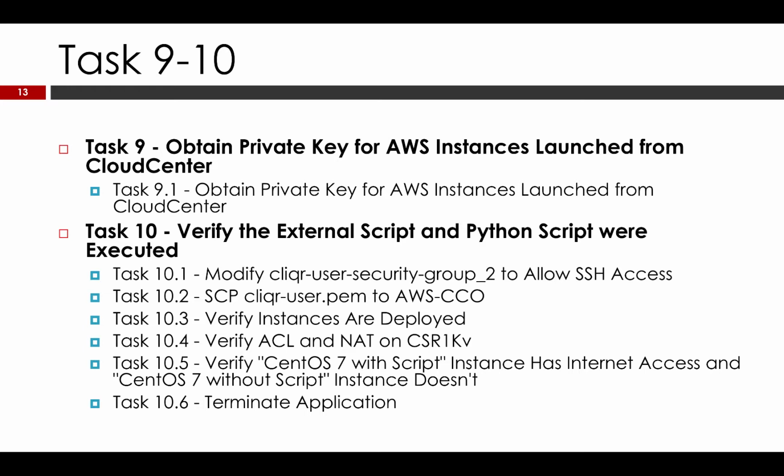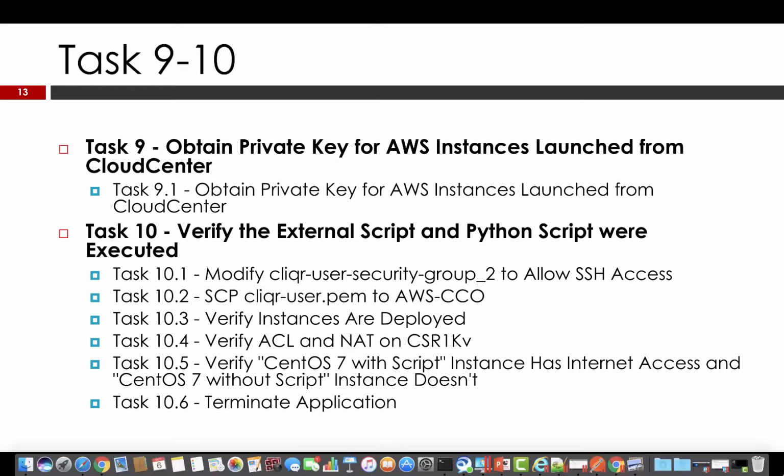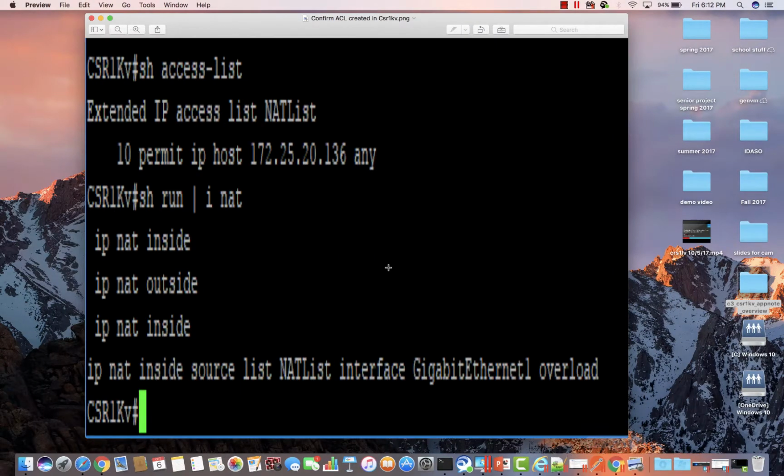Here what we are doing is making sure that the two apps that we have deployed in Task 8 are functioning and that the scripts have been executed and that the ACL has been created on the virtual CSR1Kv. So if you follow these steps, you will be able to ensure that the task has been properly completed and the ACLs have been created. And I just wanted to show you what to expect. So here I have SSH'd into the CSR1Kv root, and as you can see, the ACL has been created, so that means we have successfully completed this task. And now we are going to move on to our conclusion.